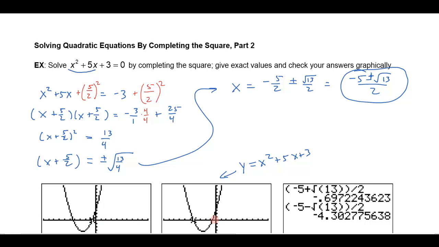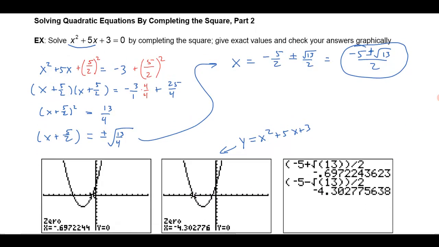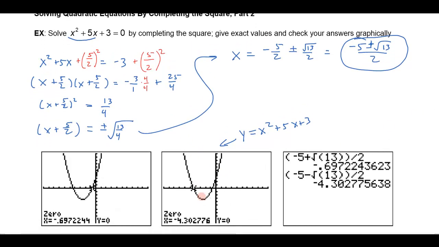Now notice that this does look like it's about negative 4.3 something. In fact, if you use your zero button on your calculator, you can solve it graphically, and it says that the zero is negative 4.302776, and that's exactly that value right there. And the other zero over on the right is negative 0.6972. And notice that's exactly that value right there. So we have great confidence that this really is the exact algebraic solution to this quadratic equation.